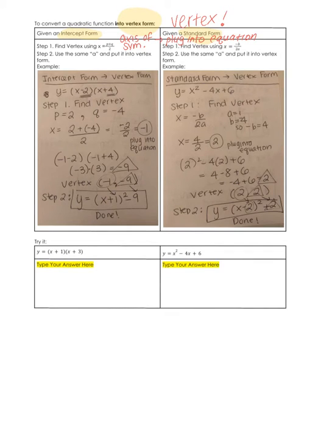Let's try doing this intercept form into vertex form. Okay, so let's find the vertex. In order to find the vertex, we have to find the axis of symmetry first. So the axis of symmetry was x equals p plus q over 2. And then we plug this x into the equation to find the vertex.